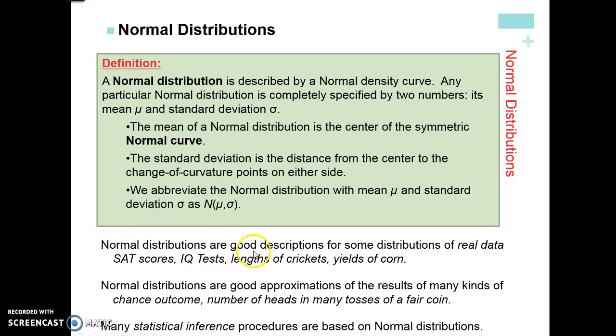So normal distributions are good descriptions for some distributions of real data. SAT scores are usually normally distributed, as are IQ tests, lengths of crickets, and yields of corn, and they're helpful because they help us make predictions about these specific situations. They're also good approximations of the results of many kinds of chance outcome processes, like the number of heads in many tosses of a fair coin. The reason that we need to use these normal curves is because we are going to make statistical inferences based on the distribution. Inferences just means that we are going to make some predictions based on these normal curves.